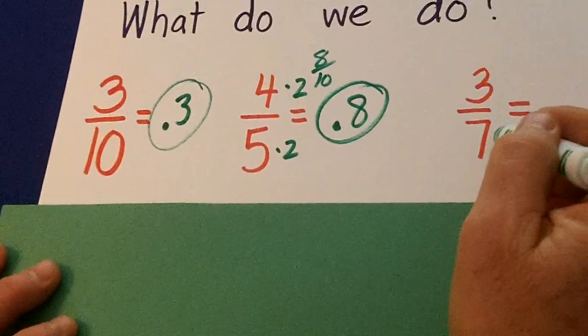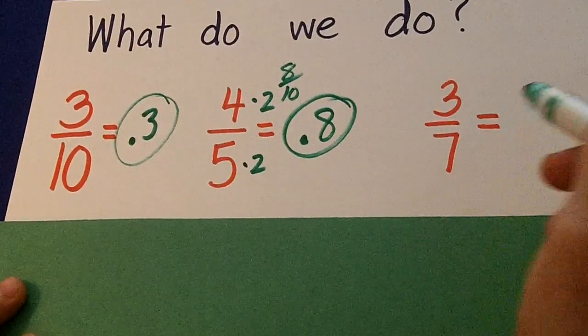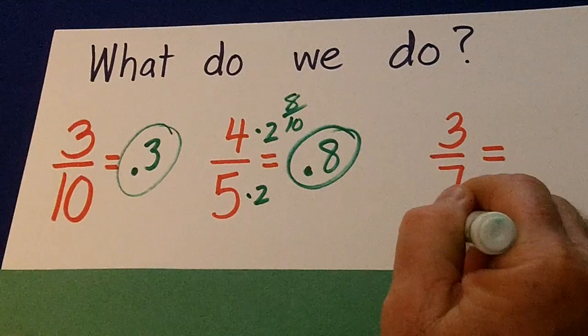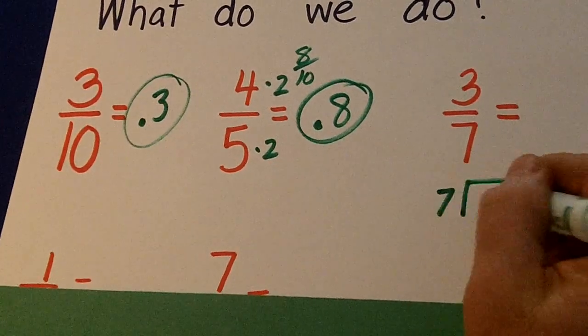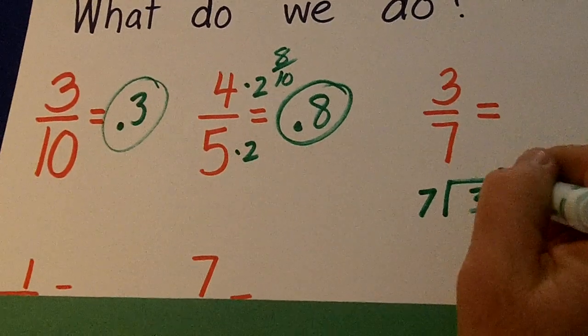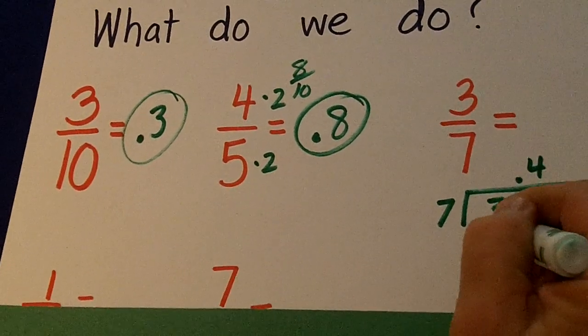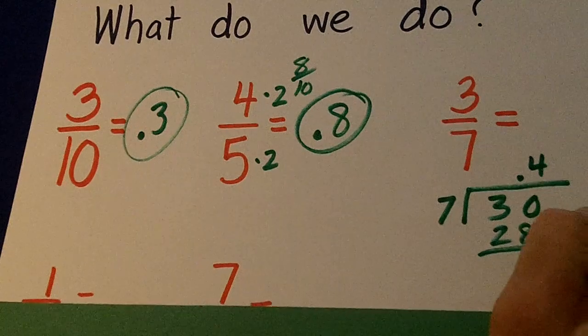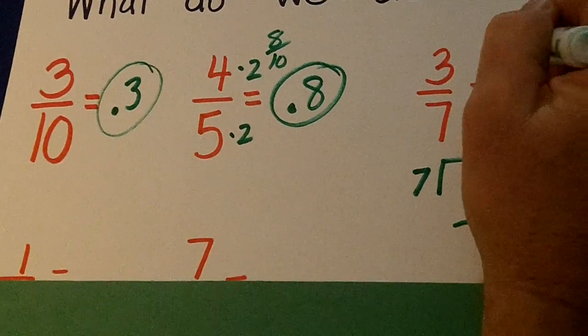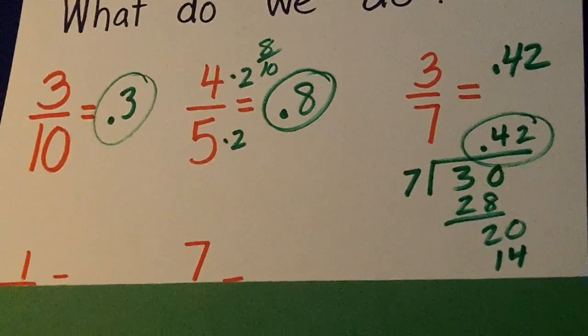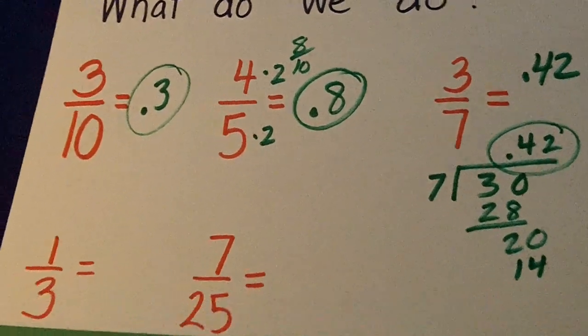Now can 7 go into 10 or 100? No. So we have to go 7 into 3. The big number cannot go into the small number. Decimal, 0, 4, 28, 20, 2, 14. Close enough. If you want to round it to hundredths, you may go out one more.